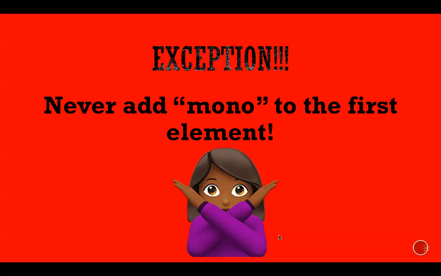There's an exception, always an exception to the rule. And that exception is that you're never going to add mono to the beginning of the first element. It's the weird one. You're going to add mono to the second element, but not to the first. So if you have a chemical formula where you only have one of your first element, you're not going to add mono. You just say the name of the compound. So let's go through some examples to hopefully make a little bit more sense.